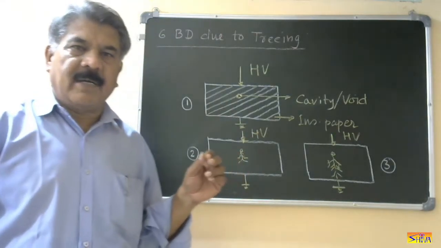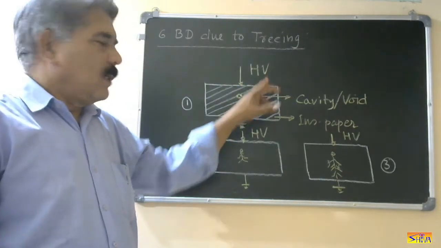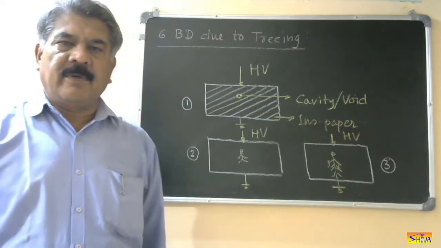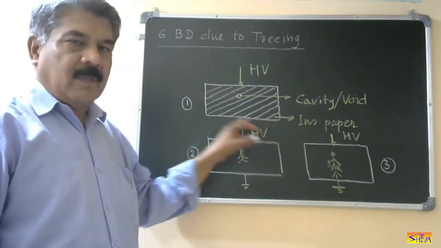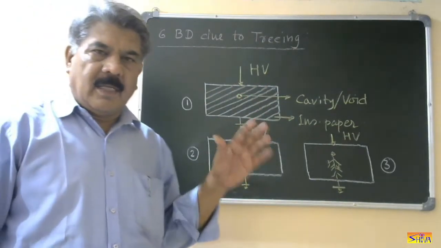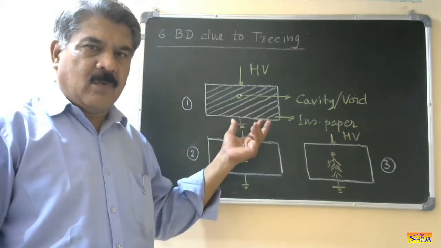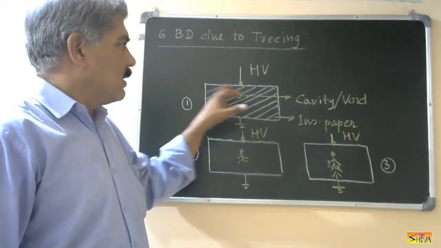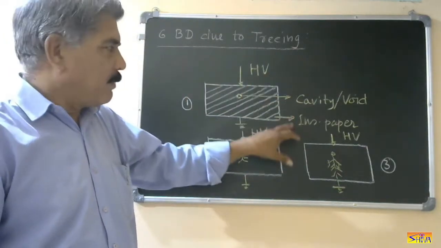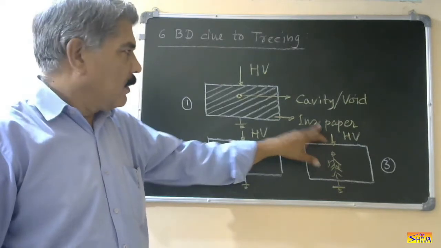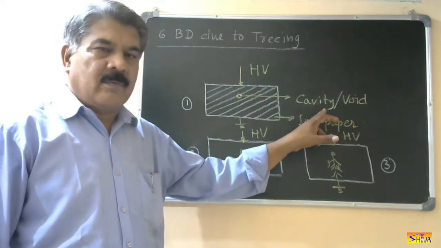The next phenomenon is breakdown due to treeing. This type of breakdown is normally observed in cables because thickness of the insulation is required here. So let us say this is the cable insulation. In the cable insulation, one side is connected to the core, so that is connected to high voltage, and the other is connected to the earth. Let us say this side is connected to high voltage and this is connected to earth. This is the insulation paper, or insulation in general. This is a cavity inside this insulation. A cavity is also called a void.